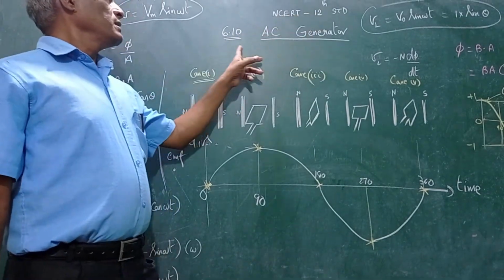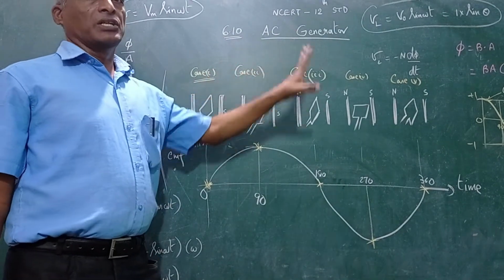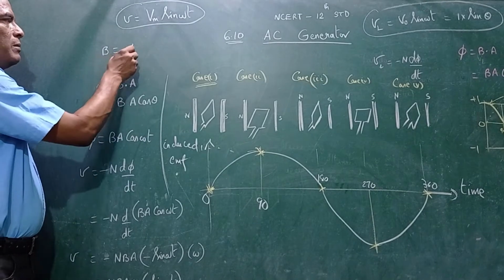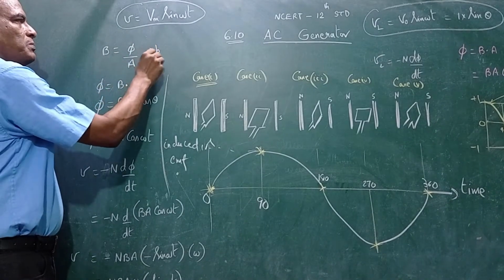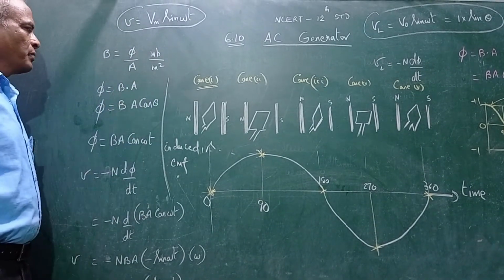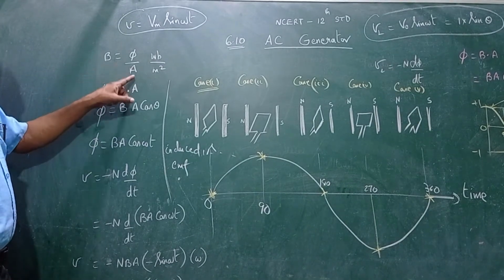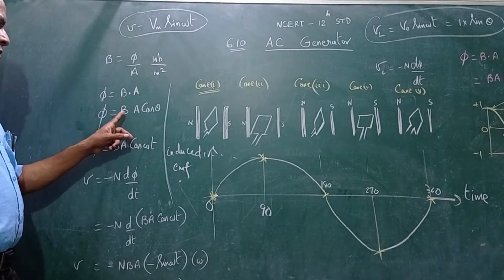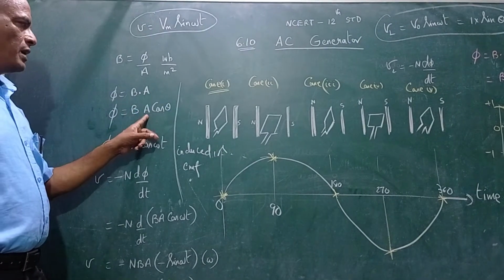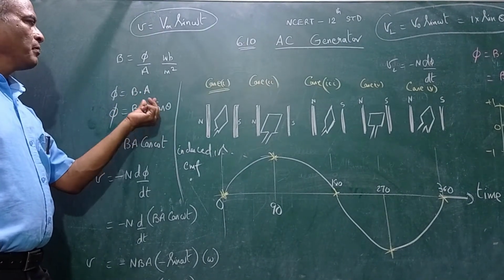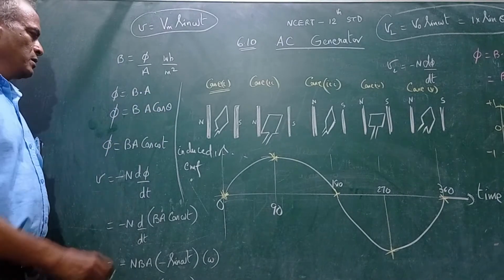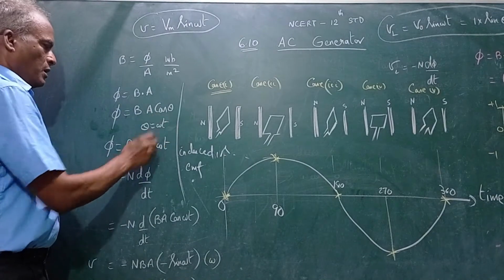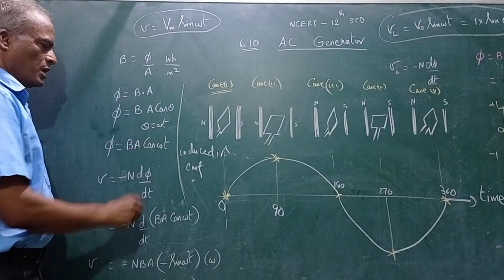NCERT 12th standard, chapter 6, AC generator. We know that magnetic flux density is given by phi by A, Webers per meter square. Now phi is equal to B dot A. This is a dot product, so for the dot product, magnitude of B, magnitude of A, and the angle between B and A, which is cos theta. Now theta can be written as omega t. Therefore, phi is equal to BA cos omega t.